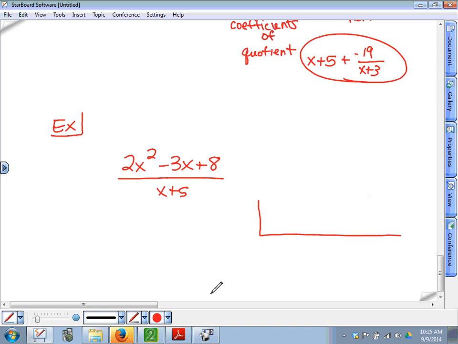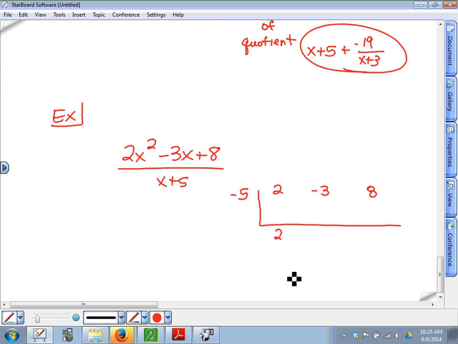So upside down division symbol, what goes in the top row? Coefficients of the numerator. So tell me what to write. 2, -3, 8. That goes in the top row of the upside down fraction bar. And then on the outside, what'd you say, Brian? -5, exactly, -5 on the outside. -5 because that's the 0 of the denominator. Bring down the 2. -5 times 2 is -10. Add straight down, right?